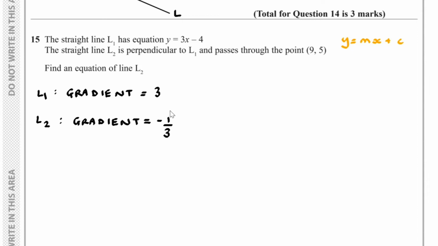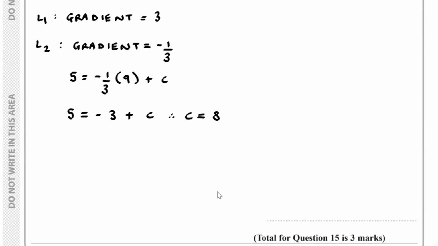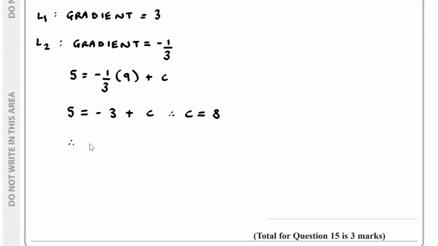And so using the point (9, 5) and substituting into y equals mx plus c, we've got y, which is 5, equals m, which is minus 1/3, lots of x, which is 9, plus c. 5 equals negative 3 plus c. c is equal to positive 8. And therefore y is equal to minus 1/3 x plus 8.